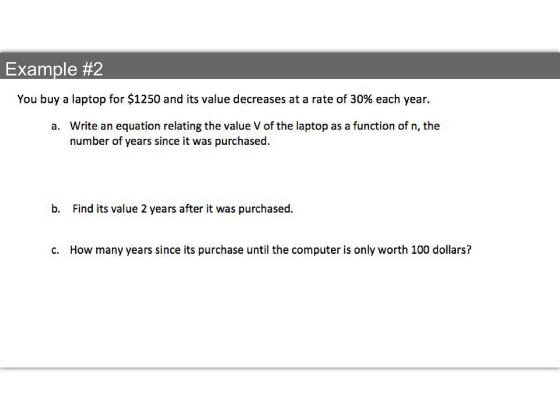And so we're going to have our starting value of $1,250. If we are losing 30% a year, remember that our b value is always what am I keeping? So I am keeping 70%, so 0.70, and raise it to the n, the number of years. So that would be our equation that's exponential.